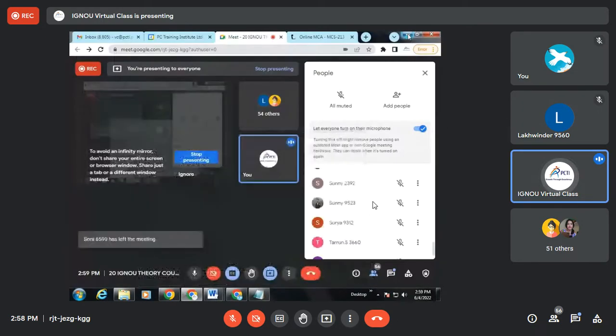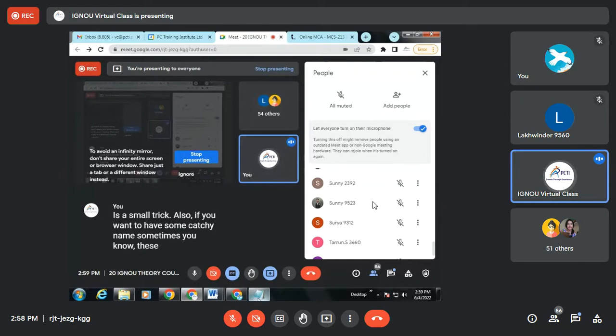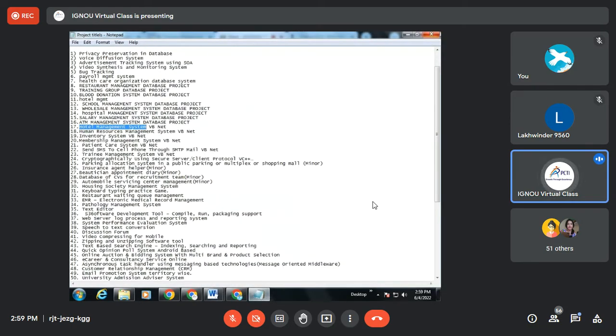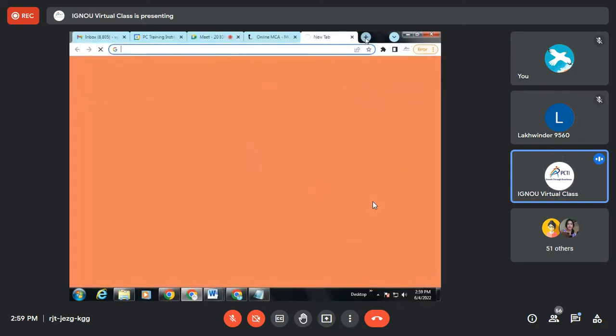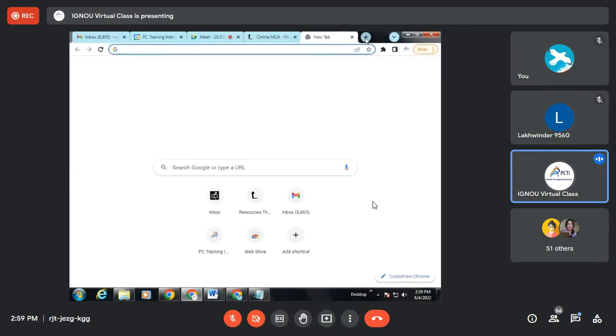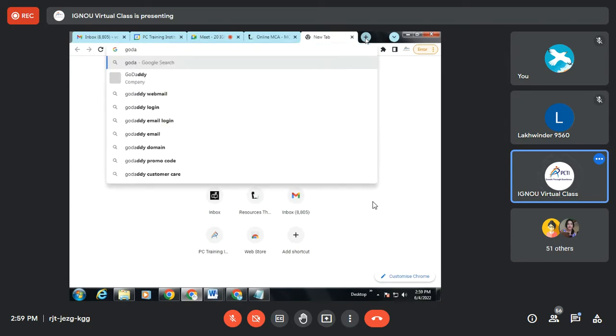There's a small trick also. If you want to have some catchy name, sometimes these seem to be traditional kinds of titles. So if you want a catchy title, you can go to any domain provider like GoDaddy just to get a good name and all. Although there are a lot of tools also.